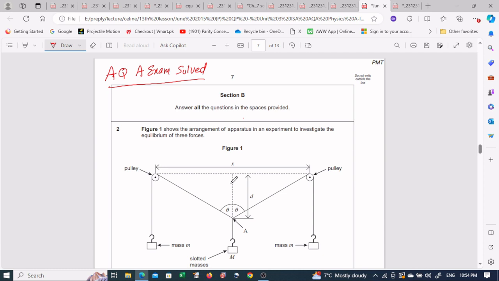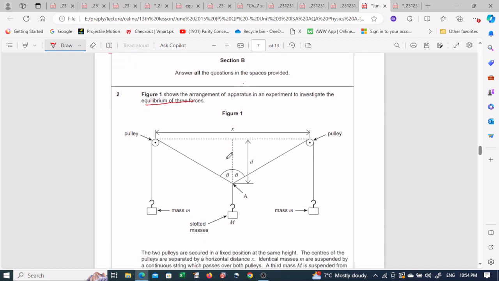In this video, I'm going to solve another AQ exam question that is related to equilibrium of forces. Equilibrium of three forces. So here is figure one that is related to the equilibrium of three forces. We have three masses attached.